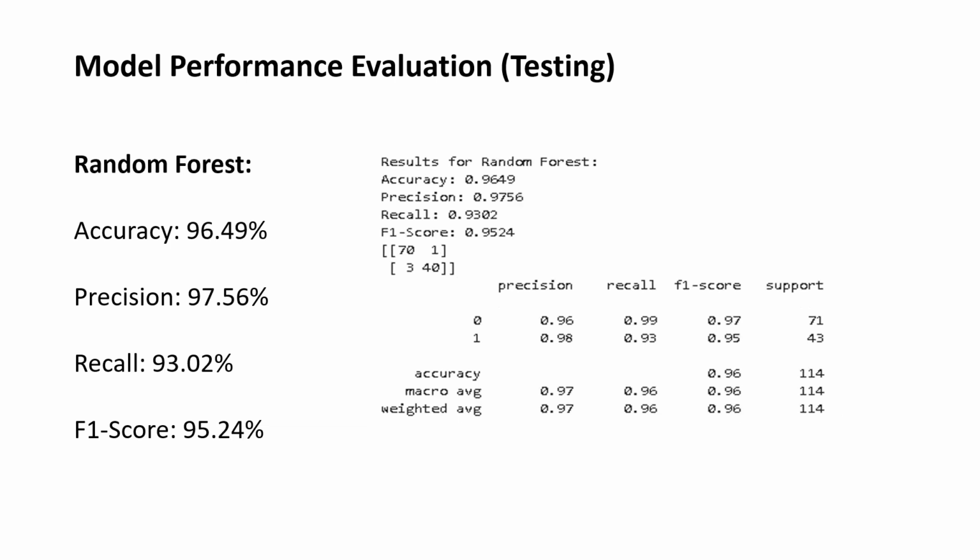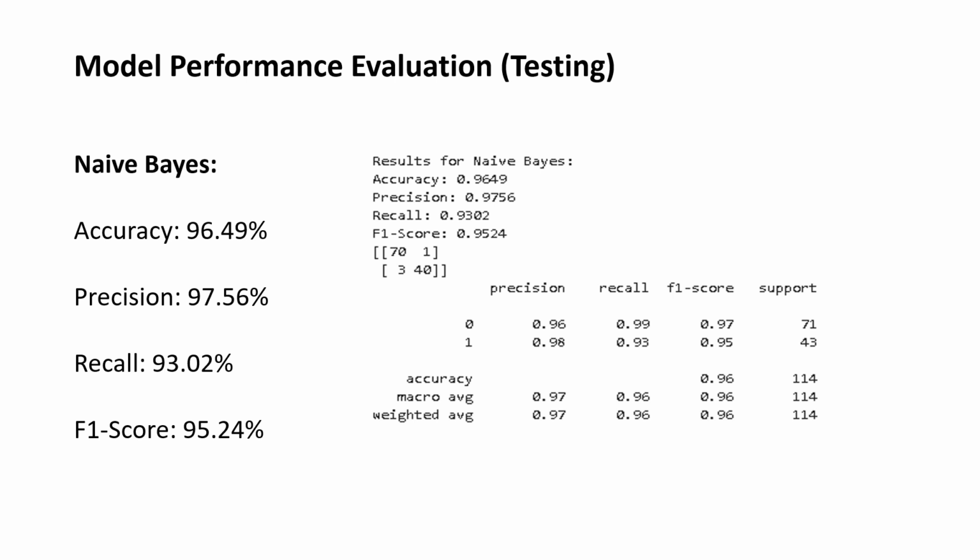So now in the next slide, for the random forest, we use an ensemble method, which usually improves performance by building multiple decision trees and then averaging their predictions, and this reduced the variance and improved the overall accuracy of our model. The accuracy here is 96.49%, precision is 97.56%, recall is 93.02%, and the F1 score is 95.24%. For zero, precision is 0.96, recall is 0.99, F1 score is 0.97, and support is 71. For one, precision is 0.98, recall is 0.93, F1 score is 0.95, and support is 43.